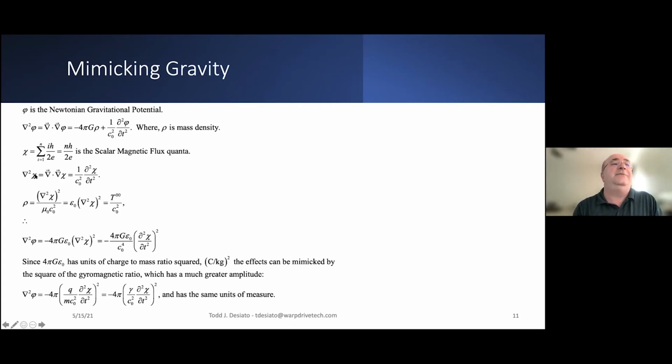And so if we do the same thing and exercise Poisson's equation, we get something very similar to what we have here. And if we take this flux, that gives us a flux density, and we divide by mu naught c squared, we get a mass density. And so that's the mass density. So we plug that into the first equation, and we get this leading constant 4 pi G epsilon naught. And in terms of the flux alone, as a time derivative, you get 4 pi G epsilon naught over c to the fourth times the square of the time derivative.